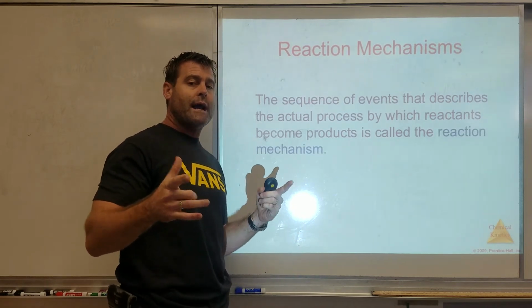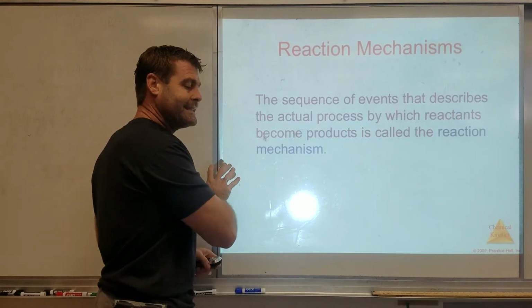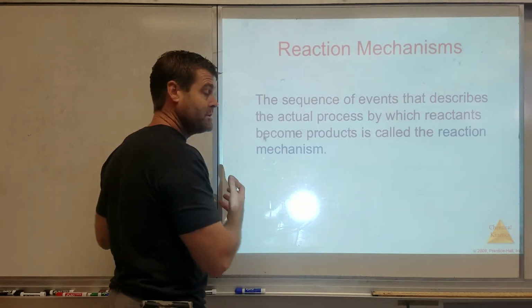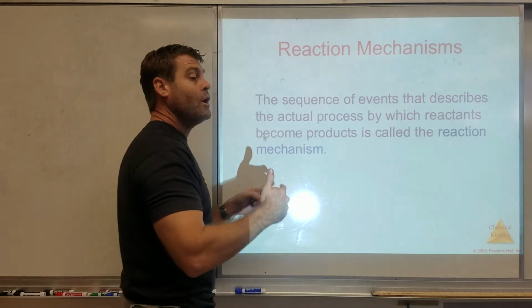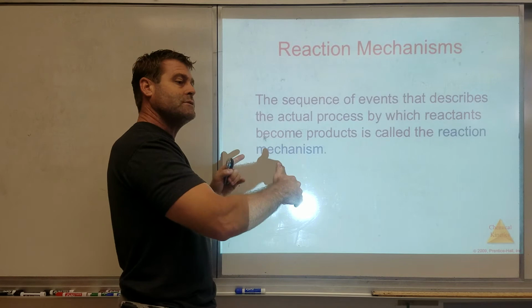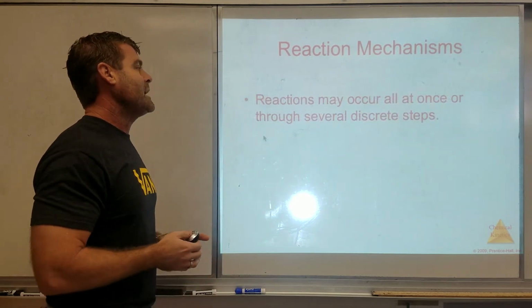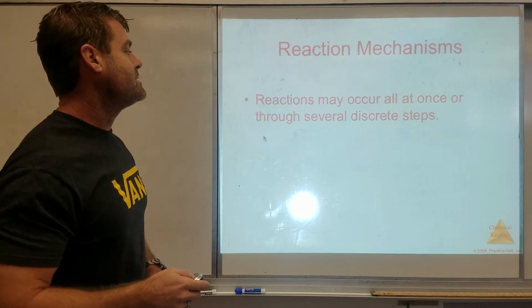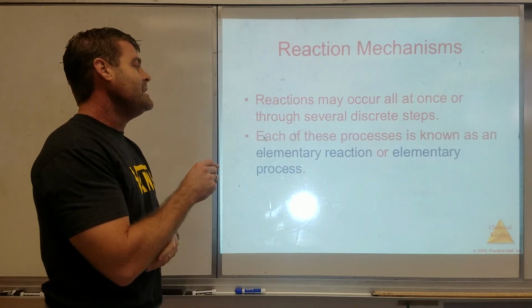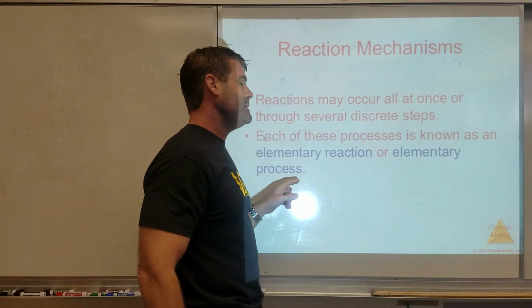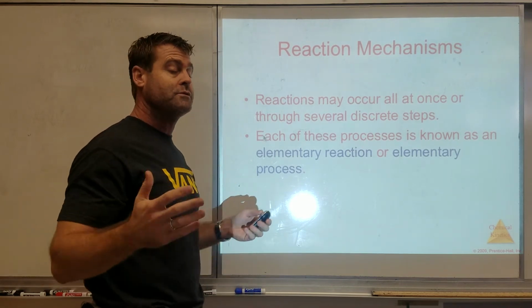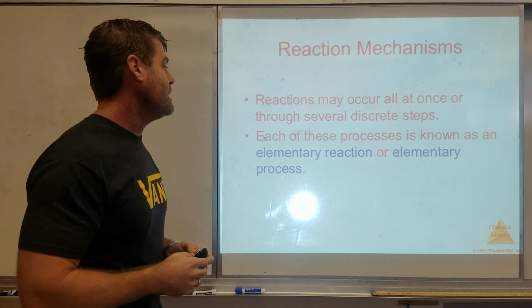Because you think about it, in a reaction, what are the only things we see? We see the reactants, and then we see the products. We see what we start with, and then we see what we end with. But we don't see the steps that were taken to go from the reactants to the products. So reactions may occur all at once or through several discrete steps. Each of those steps is called an elementary process. So you can have multiple steps in a reaction.